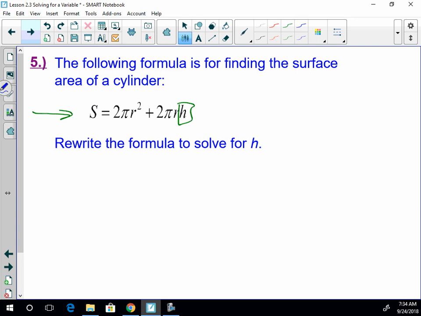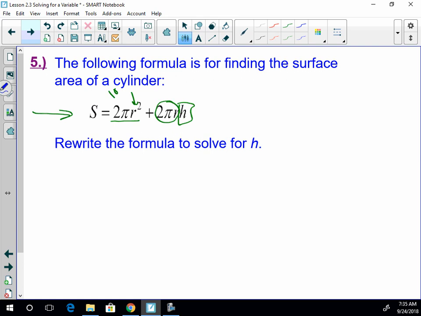Well, the first thing I'm going to do is recognize what's happening to h. First it's being multiplied by these 3 things at the same time. Then, after I'm multiplying, I am adding that entire quantity. If I knew what r was, then I could square it, multiply by pi, multiply by 2, and this would be just like a number like 10 or whatever. So we've got to think of this as one quantity being added.